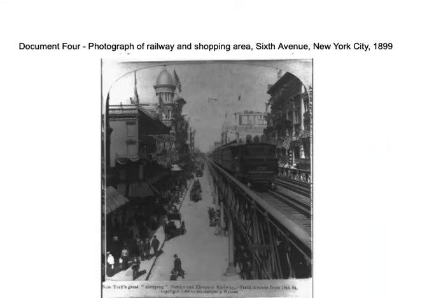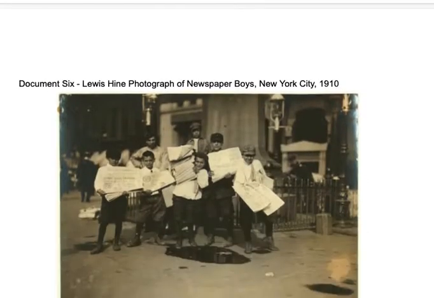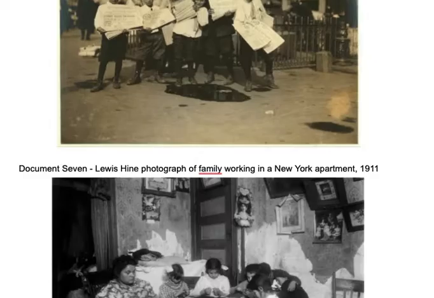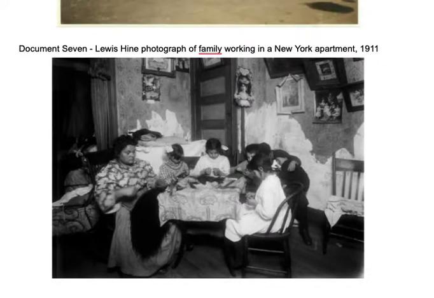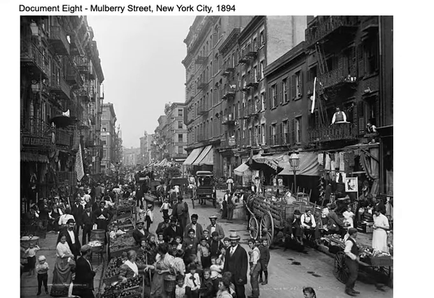So, document 4. Shopping area on 6th Avenue in New York City in 1899. Document 5, the Detroit Publishing Company in Syracuse, spewing pollution into the atmosphere. Document 6, we're looking at the lives of newsies, newspaper boys in New York City in 1910 with the famous Lewis Hine photograph. Another Lewis Hine photograph working in a tenement in New York City in 1911. Document 8 is the famous Mulberry Street. And you can see the crowding.